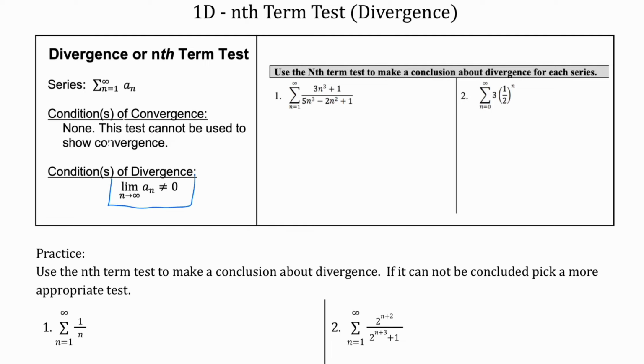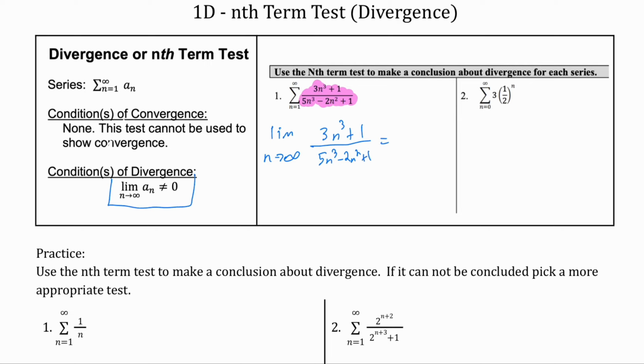So just taking a quick look at the practice question here. One thing we can do to use the nth term test is evaluate the limit as n approaches infinity of the series. Now remember, the series is the function, right? It's the equation next to the sigma notation. So as n approaches infinity, we want to see what is the limit of 3n cubed plus 1 over 5n cubed minus 2n squared plus 1.